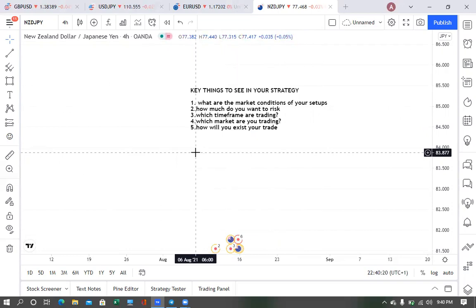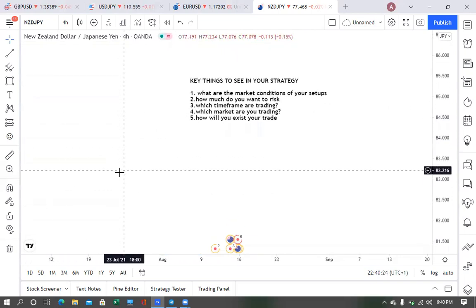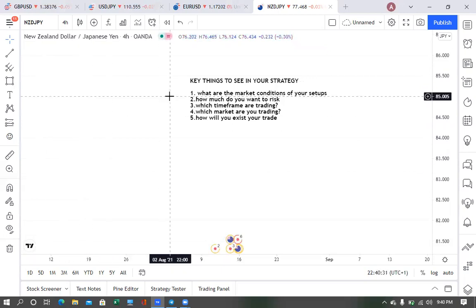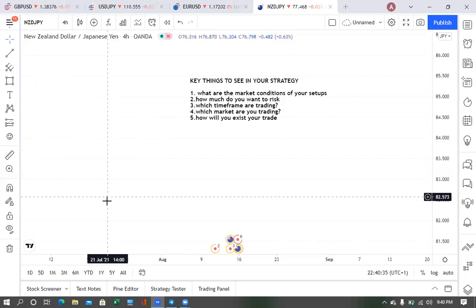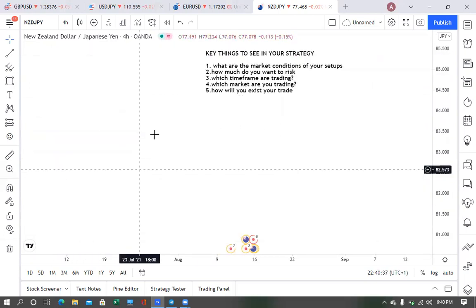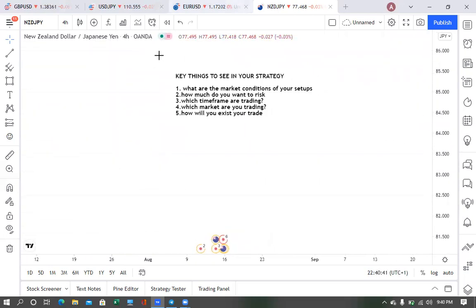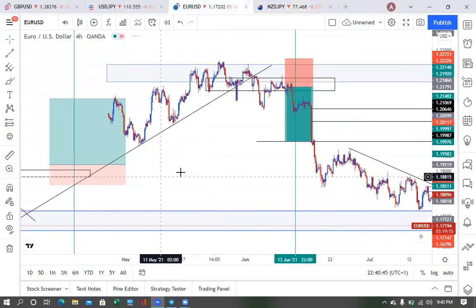What are the market conditions, for example? The market condition simply means: what is the market structure that you are to trade? Is it an uptrend, a downtrend, or a sideways market? So that is what we mean by market condition. Let me give you a simple example using this chart.